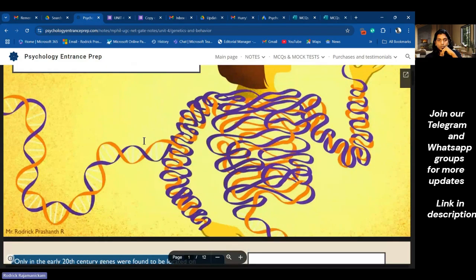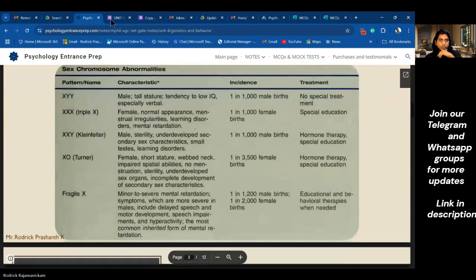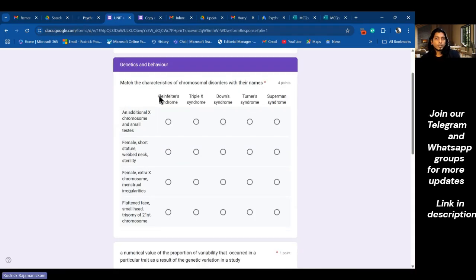All right. So the first question is about chromosomal abnormalities. All right. So particularly sex chromosome abnormalities. How do we get this one? Yeah. So it's a match the following question. So we have Klinefelter syndrome, triple X syndrome, Down syndrome, Turner's, and Superman syndrome. So we have descriptions on this side. So there are only four. So we'll only choose four of these terms.